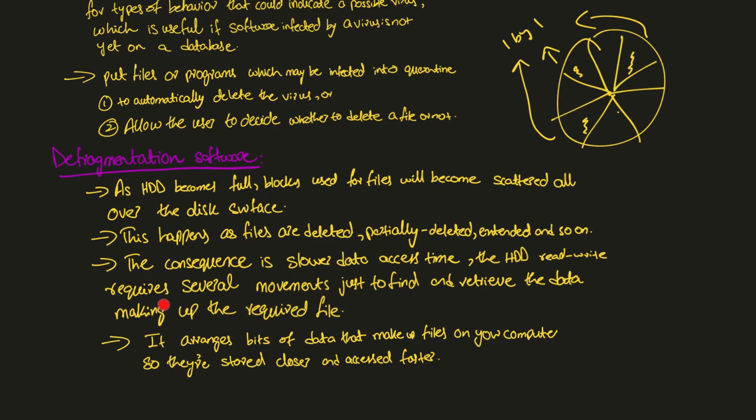So it requires several movements just to find and retrieve the data making up the required file. As I showed, one part can be here, one part can be here, one part can be here. So you need access to all three in order to make up the required file.